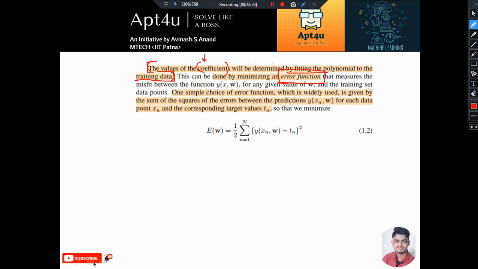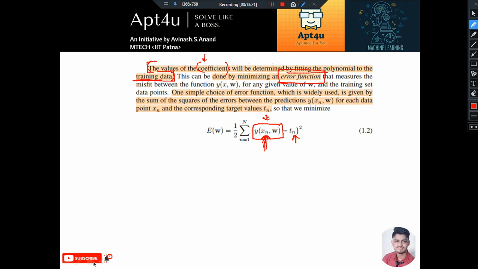So how do we use the error function? This is the error function that we use. We have the polynomial function that we are considering. For every data point we put it into the polynomial function, and remember, this is done only on the training data. Then we have the target value.